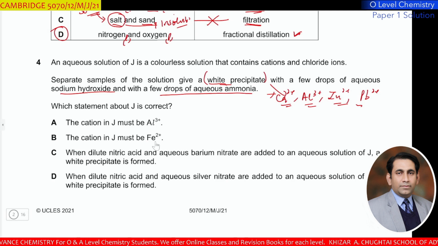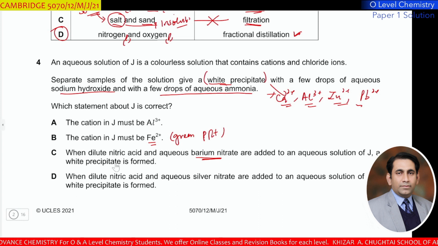The cation in J must be iron 2. In case of iron 2, green precipitates are formed. When dilute nitric acid and aqueous barium nitrate are added to the aqueous solution of J, what is the purpose of the barium nitrate? To check the presence of SO4 or SO3 negative ion.